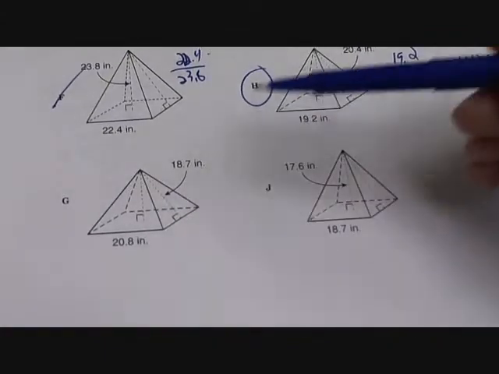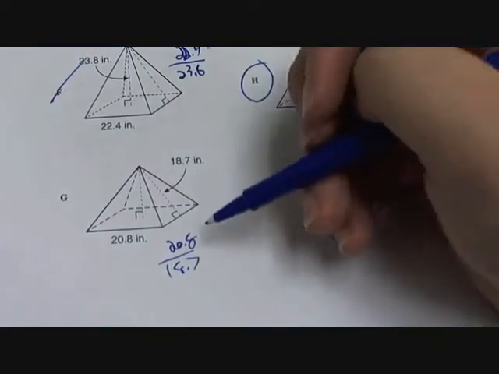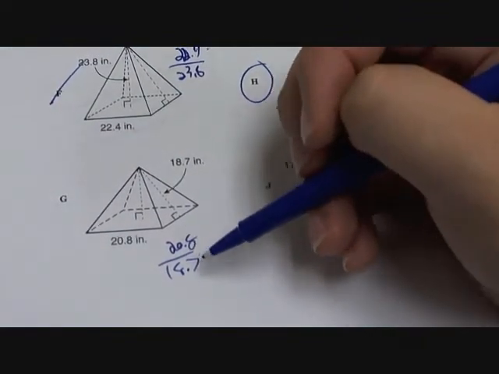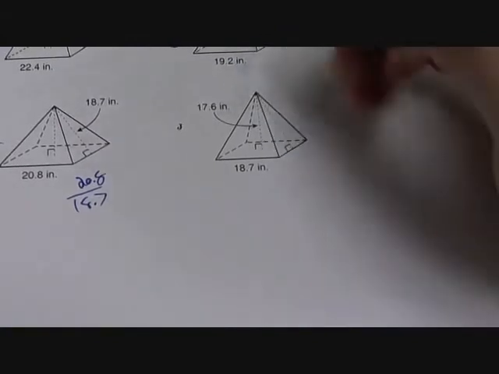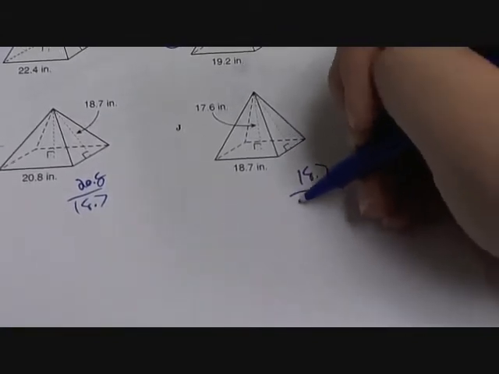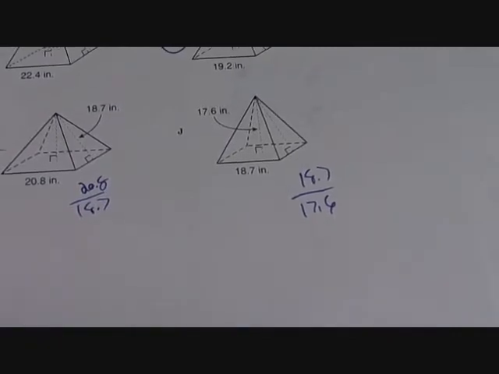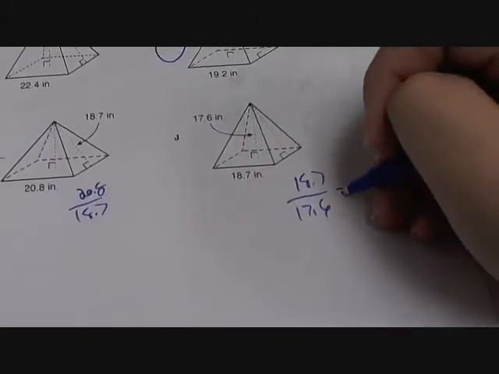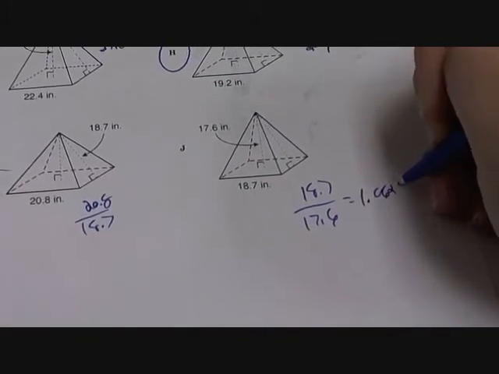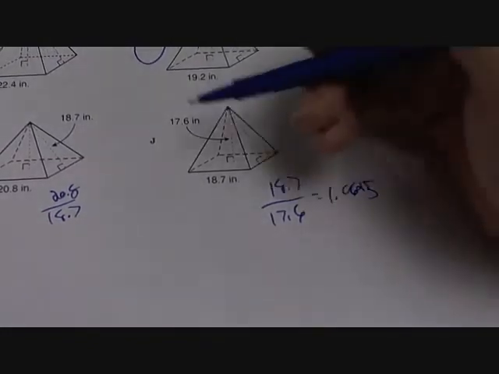So base to slant height. 20.8 to 18.7. You know this is going to be bigger than 1 because the top is bigger than the bottom. So that's wrong. Base 18.7 to the height 17.6. So 18.7 divided by 17.6 is equal to 1.0625. So it's not that. So it's H.